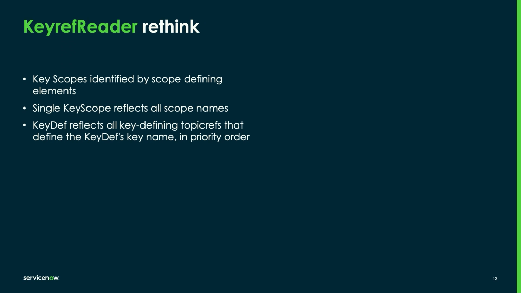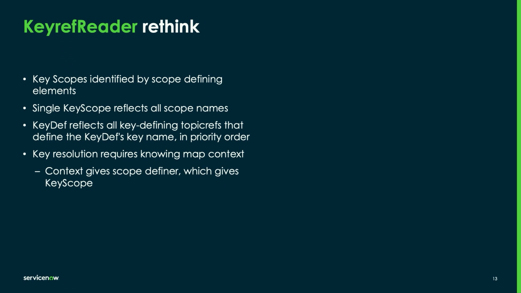I want the key definition to reflect all the key defining topic refs that define the key name for that key def in priority order. The current code, for every key definition element, there's exactly one key def object. And that results in more objects than you need, and it also loses knowledge of what the set of key definitions are for a given key name, therefore precluding your ability to dynamically determine the effective key definition, say, using filtering.